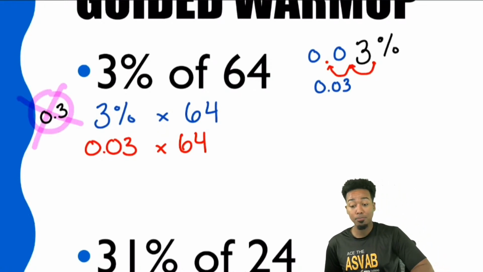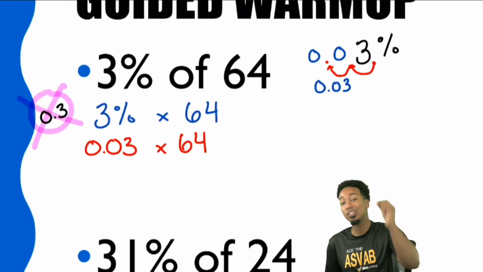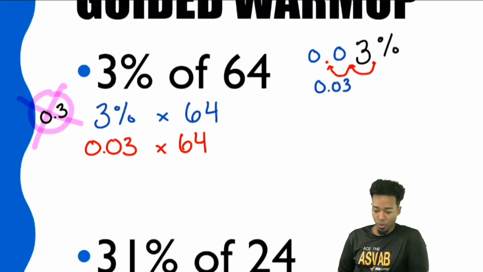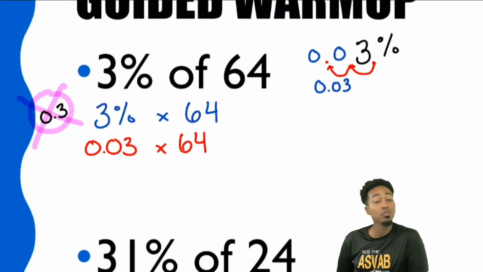So it's not going to be 0.3. It's going to be 0.03. Two decimal places to the left to turn it over. Great. So here we go. Let's multiply the 64 times 0.03.